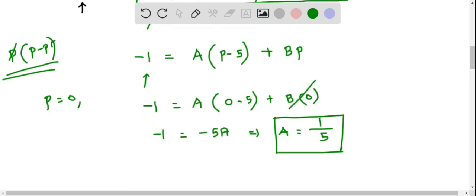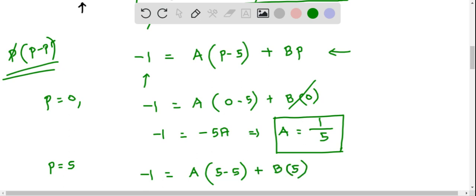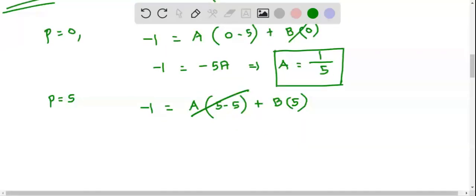Now let's determine the value of b by plugging in p equal to 5 into the same equation. We get negative 1, and this equals a times 5 minus 5 plus b times 5. Since 5 minus 5 is 0, that term becomes 0. And here we get negative 1 equals b times 5, which is 5b.